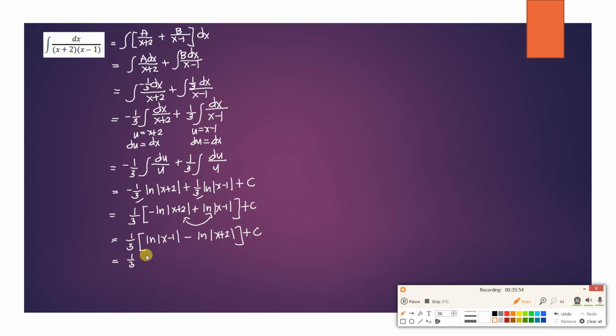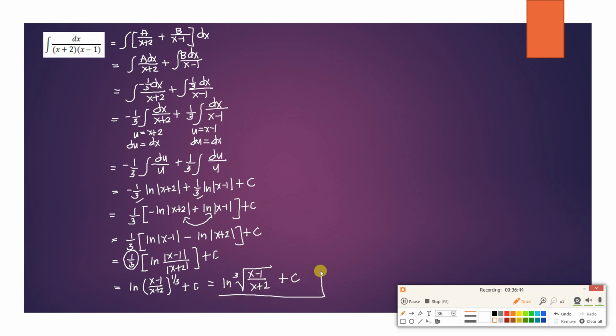So, we have 1/3. Okay, subtraction siya, nagiging division. ln absolute value of x minus 1 over x plus 2 plus c. Tapos yung 1/3, pwede kong lagay na sa taas. So, we have ln absolute value. Okay, lagay ko na lang kabuuan niya, x minus 1 over x plus 2 raised to 1/3 plus c. Or, since fraction yung exponent, ln, gawin natin cube root of x minus 1 over x plus 2. So, kailangan alam nyo rin yung rule na logarithm.